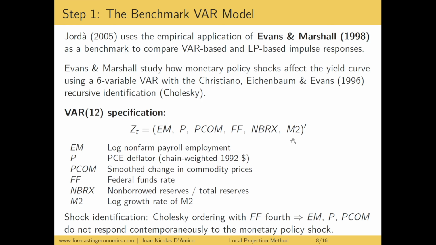The variables that they use in the model are the log of non-farm payroll employment, the PCE deflator, smooth change in commodity prices, federal funds rate, non-borrowed reserves over total reserves, and the log growth rate of M2. The shock identification is done using Cholesky ordering with the federal funds rate in the fourth place. We are going to have the log of non-farm payroll employment, PCE deflator, and the prices of commodities first, which are not going to respond contemporaneously to the monetary policy shock.